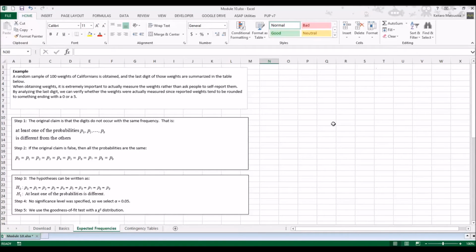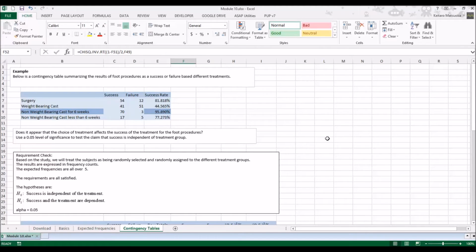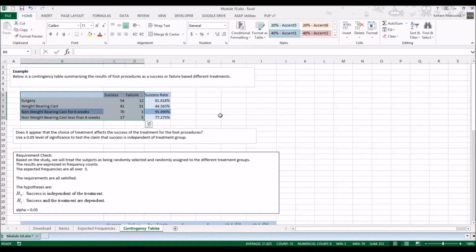So that's how you do goodness of fit test. Moving on to contingency tables. Here's an example. Below is a contingency table summarizing the results of foot procedures as a success or failure based on different treatments. So you have surgery, cast for 6 weeks, and cast for less than 6 weeks. Here's a success number, failure number. So this is the table that was given to me.